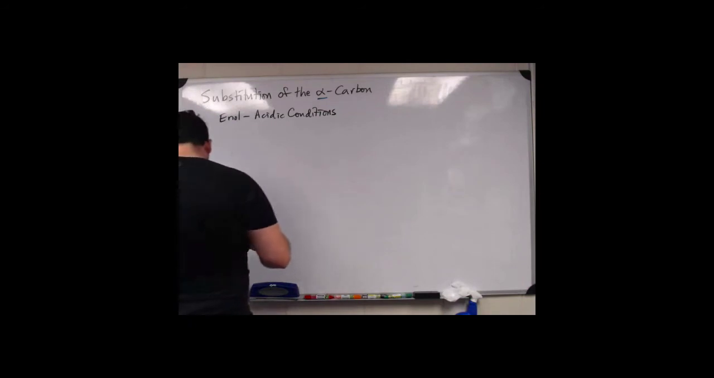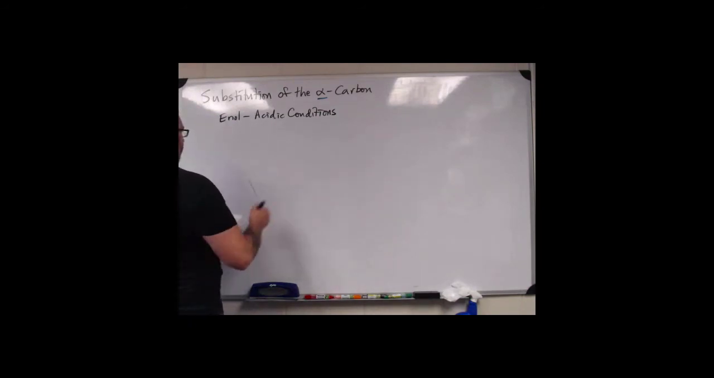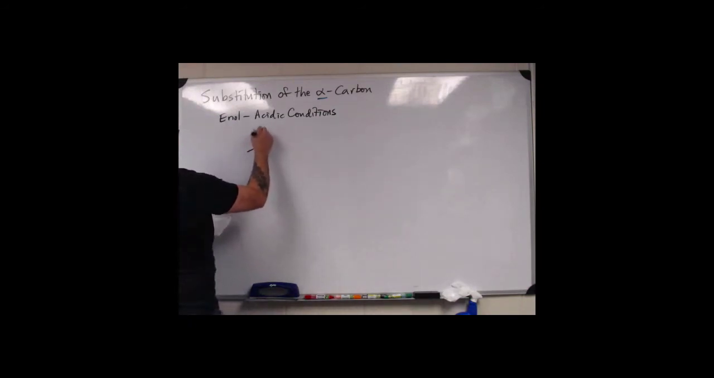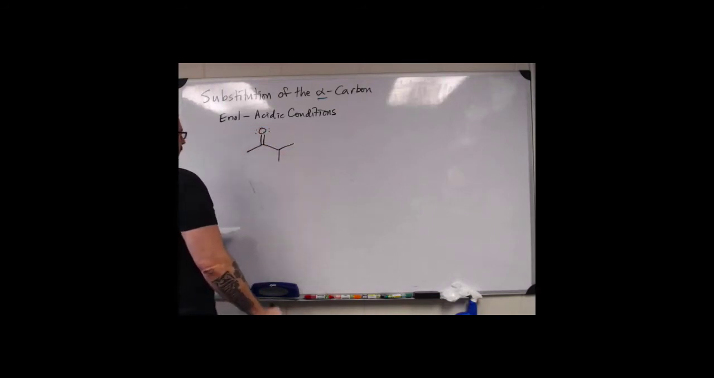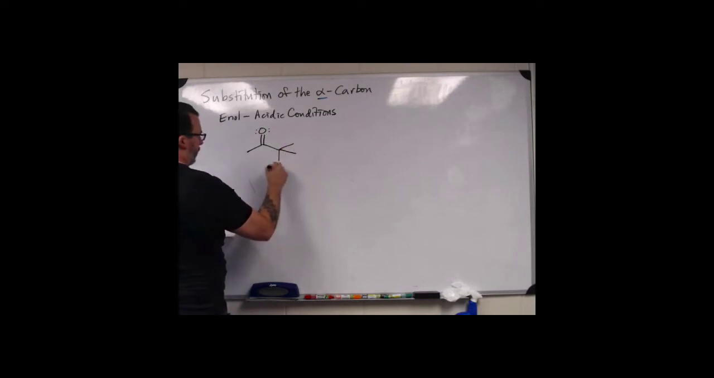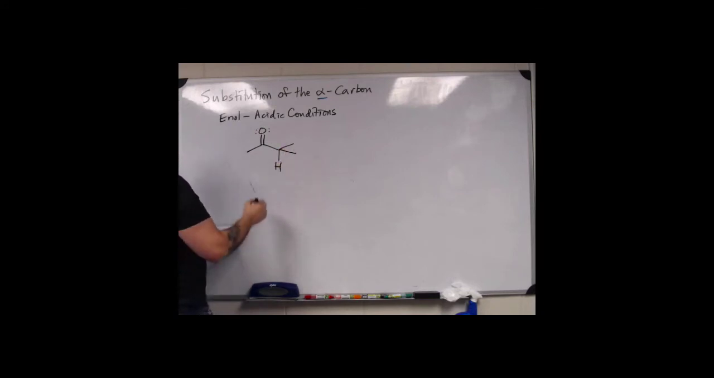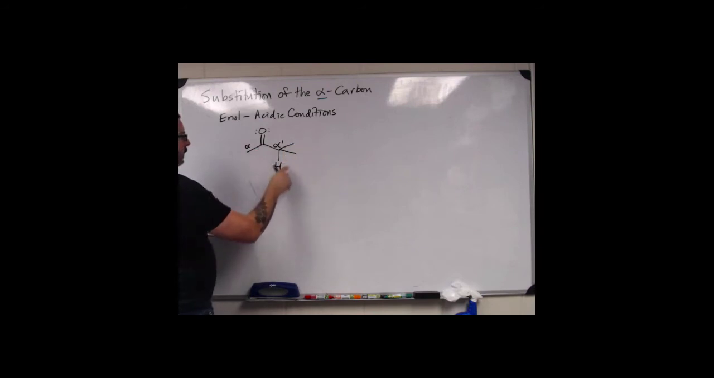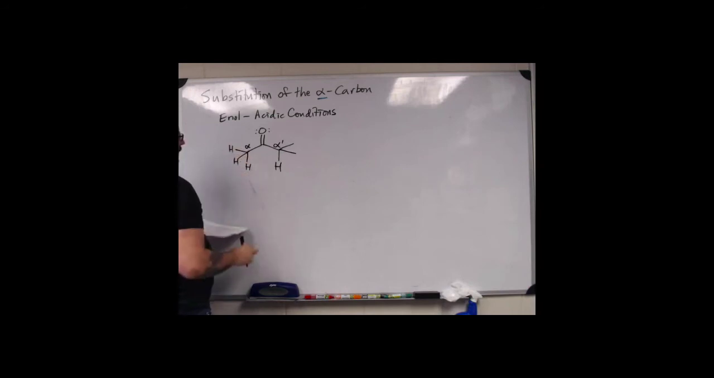So let's consider the following substrate. We have this ketone. So we have alpha, we have alpha prime. This has two methyls, one H. This has three H's. Let me just draw those in. So we can see that alpha and alpha prime are not equivalent.